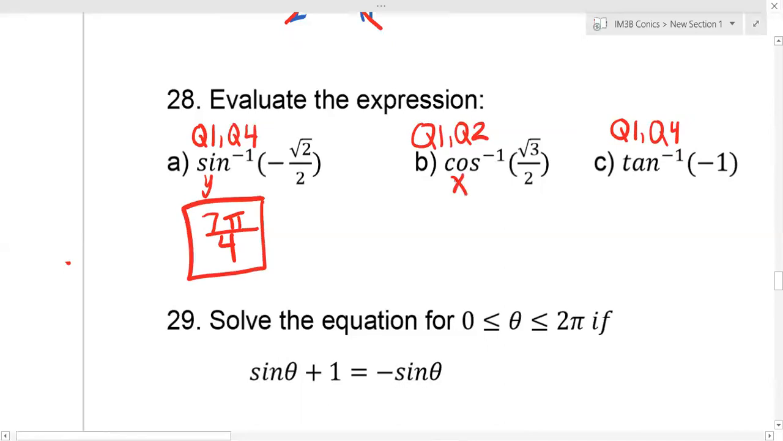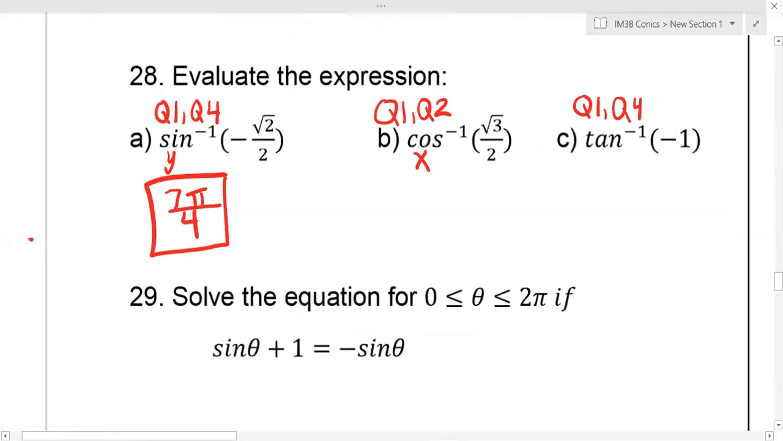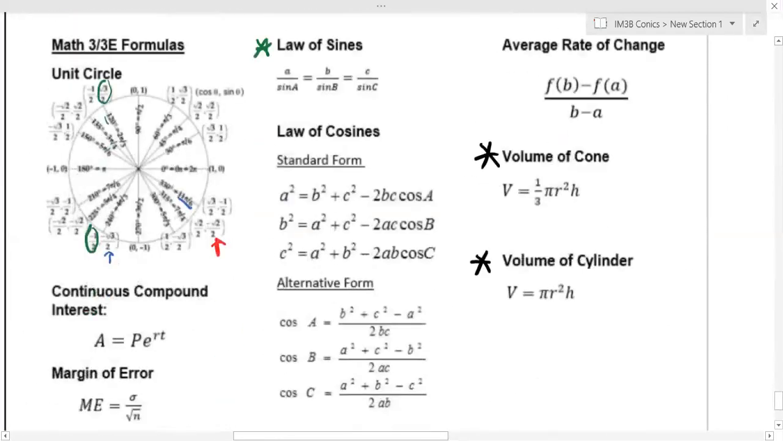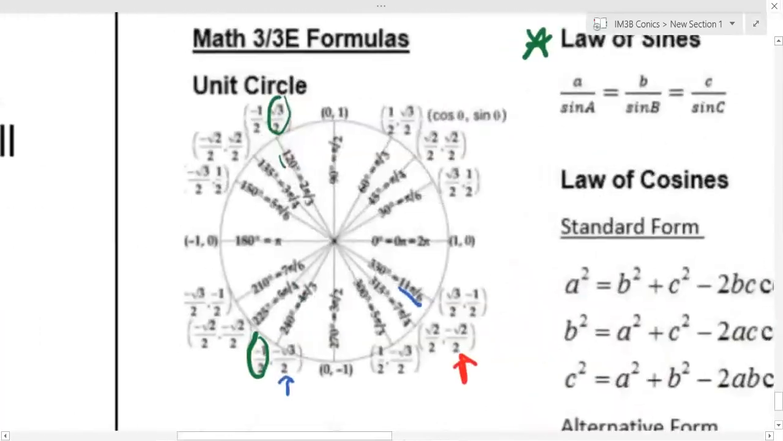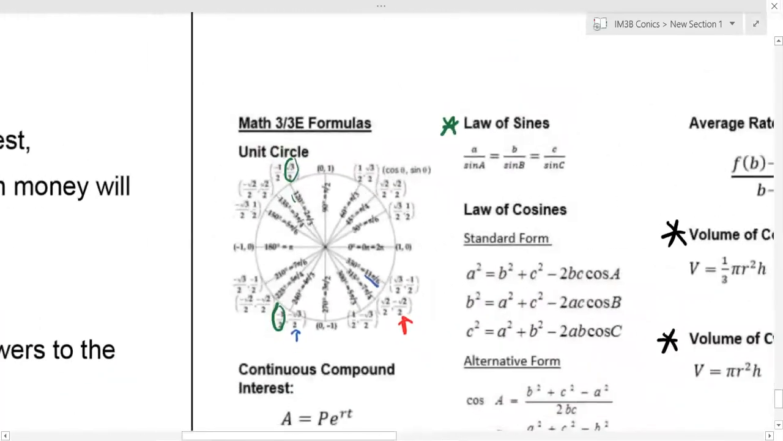Cosine is x, so we're looking in quadrants 1 and 2 for cosine to be rad 3 over 2. So we're just looking in the top half here for it to be positive rad 3 over 2, which is here. So our answer there is pi over 6.